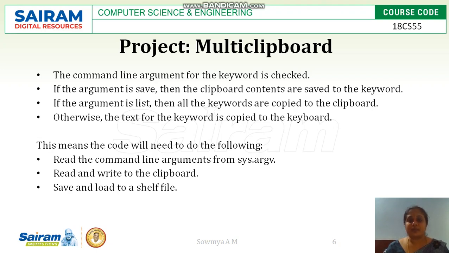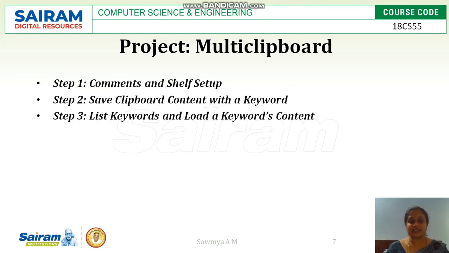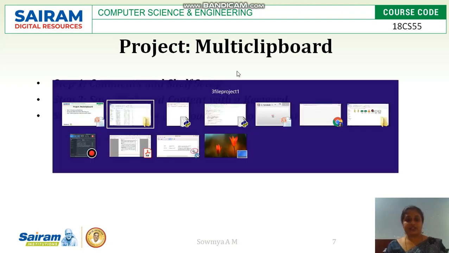So if you have multiple clipboards for each and every field, and it can save the data you have entered previously for each field, then it is easy to enter the data. So this is the project where we are working on multi clipboard. This project contains 3 steps: comments and shelf setup, save clipboard content to keywords, and list keywords and load the keyword content. So let's go to the project.